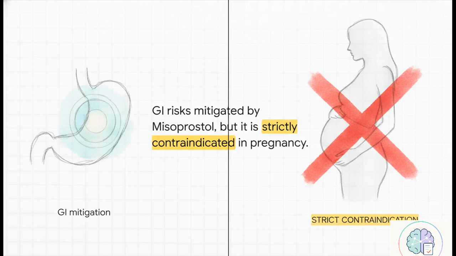Characteristics 5 and 6 deal with the gut. While these drugs provide great relief, we have to manage the well-known risk of GI ulceration and hemorrhage. To protect the stomach lining, we'll sometimes prescribe misoprostol alongside the NSAID. But listen closely, because this comes with a severe warning. Misoprostol is a prostaglandin that acts as an abortifacient. It is absolutely, strictly contraindicated in pregnant women or women of childbearing potential. No exceptions.